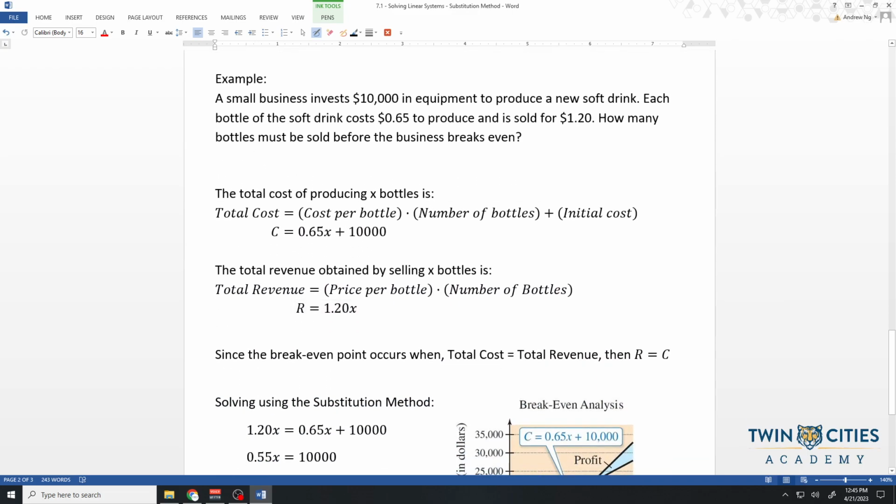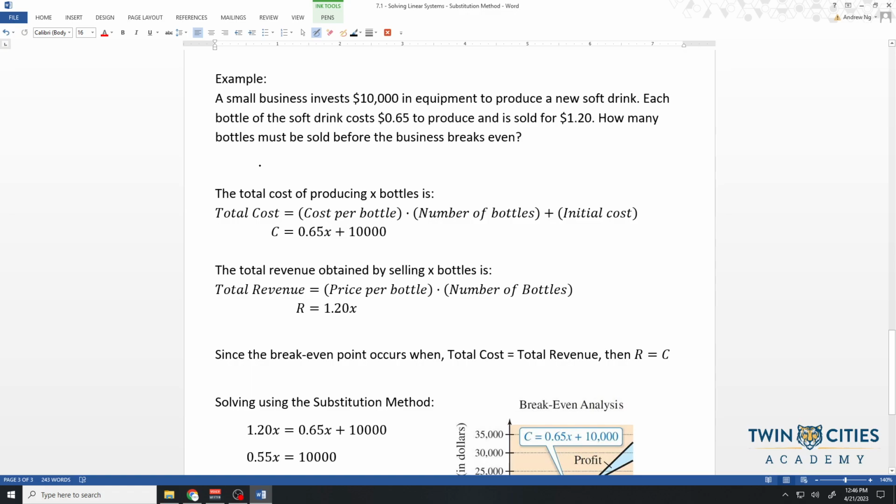Here's an example of that. A small business invests $10,000 in equipment, so that's their initial cost. They have to pay $10,000 up front to produce a new soft drink. Each bottle of the soft drink costs 65 cents to produce, and it sells for $1.20. How many bottles must be sold before the business breaks even? So up until that point, the business is in debt. It owes money, or it at least has more cost than it's made, so it hasn't made any money yet.